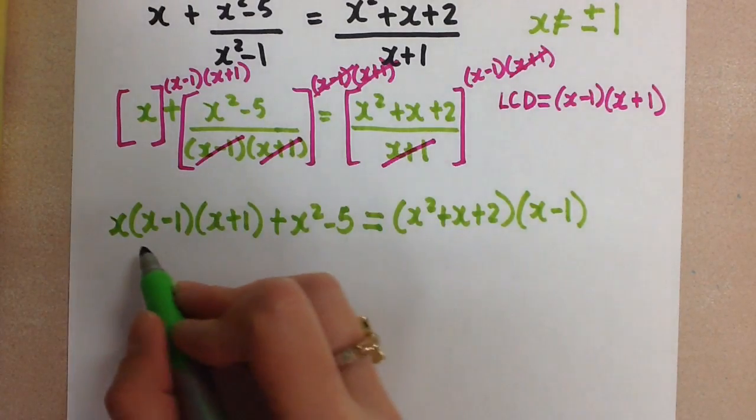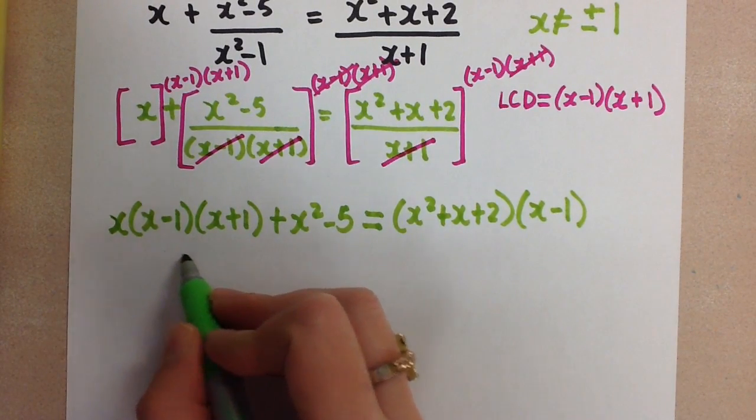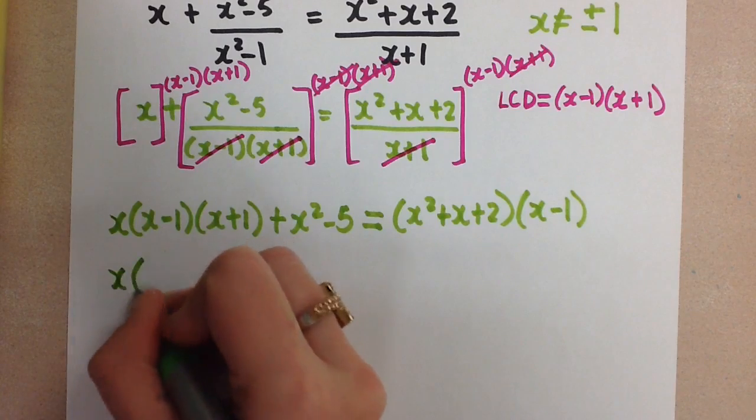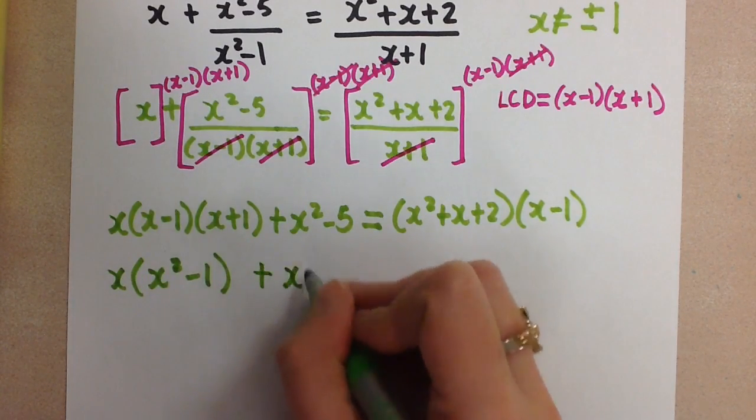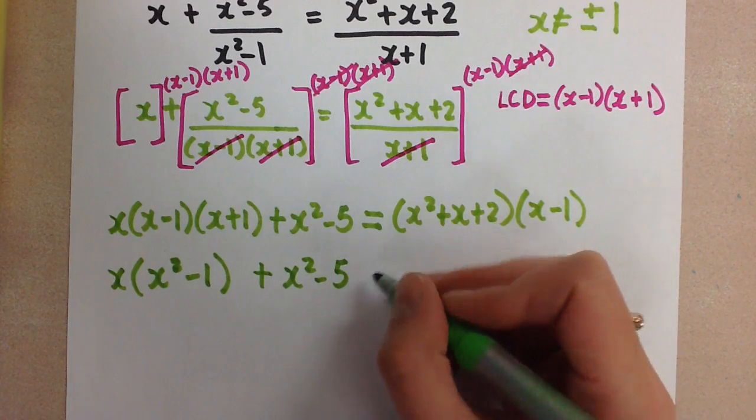So we'll distribute everything. I'm going to start by distributing the x minus 1 times the x plus 1, because I know that was my difference of squares. So that's easy to distribute like this. And then I still have x squared minus 5.